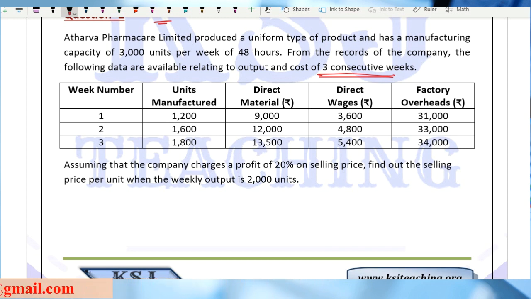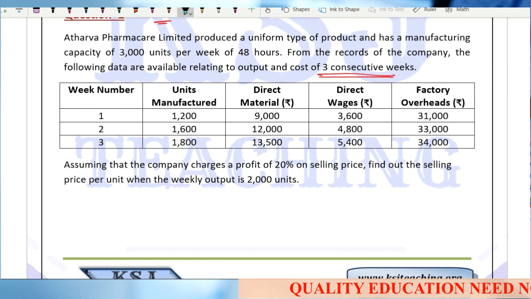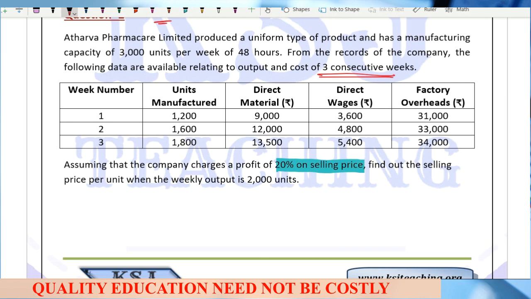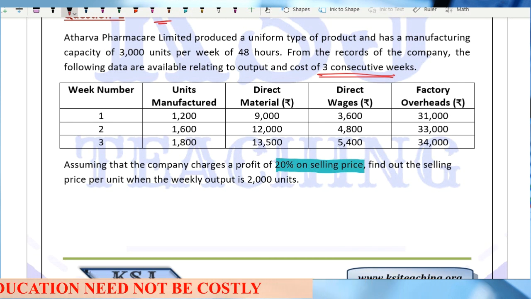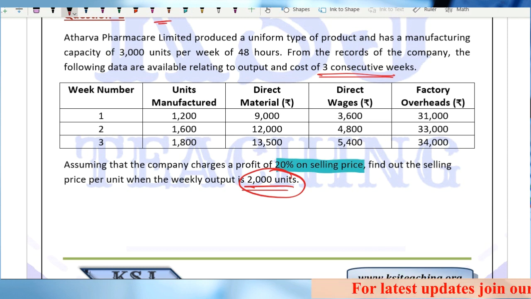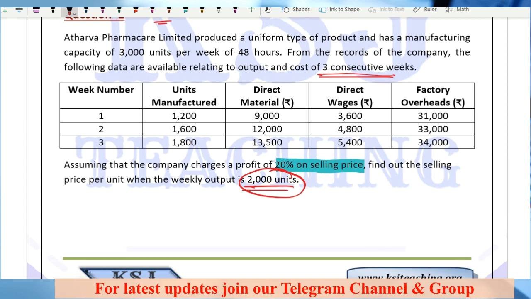Direct material cost is given and direct wages are given and the factory overheads are given. Assuming that the company charges a profit of 20% on selling price. Okay, I'll highlight this, 20% on selling price. Find out the selling price per unit when the weekly output is 2000 units. Now you are given the data for the weekly output of 1200, 1600 and 1800. Now the question says, tell me the selling price if the weekly output is 2000 units, right?